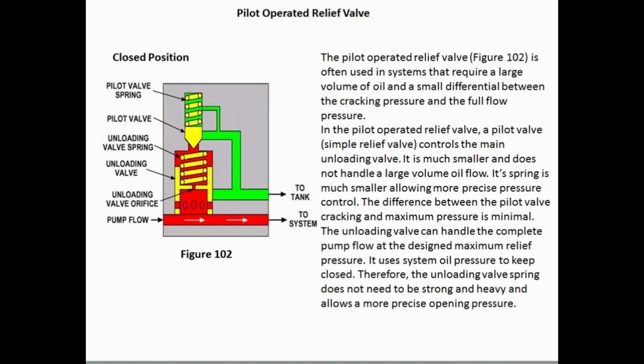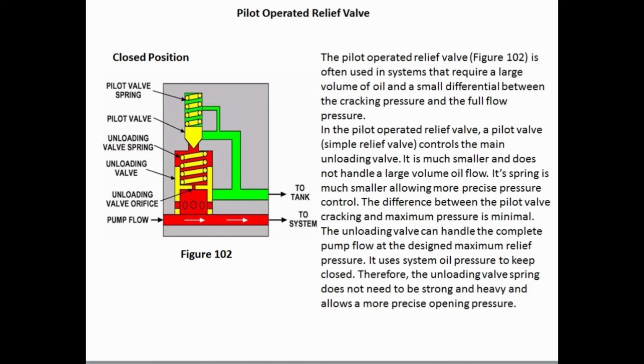Pilot-operated relief valve. The pilot-operated relief valve, Figure 102, is often used in systems that require a large volume of oil and a small differential between the cracking pressure and the full flow pressure. In the pilot-operated relief valve, a pilot valve, a simple relief valve, controls the main unloading valve. It is much smaller and does not handle the large volume oil flow. Its spring is much smaller, allowing more precise pressure control. The difference between the pilot valve cracking and maximum pressure is minimal.